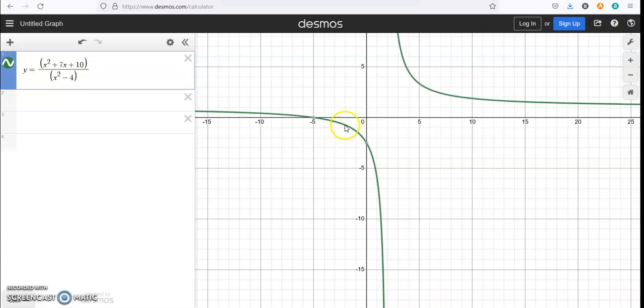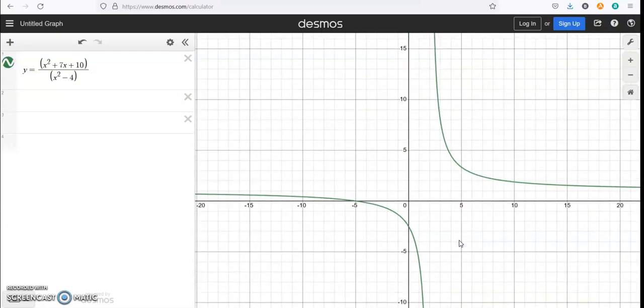a discontinuity over here, at negative 2. There's a hole in the graph. Even though you can't easily see it, there is a hole in the graph. So this graph indeed has 2 discontinuities.